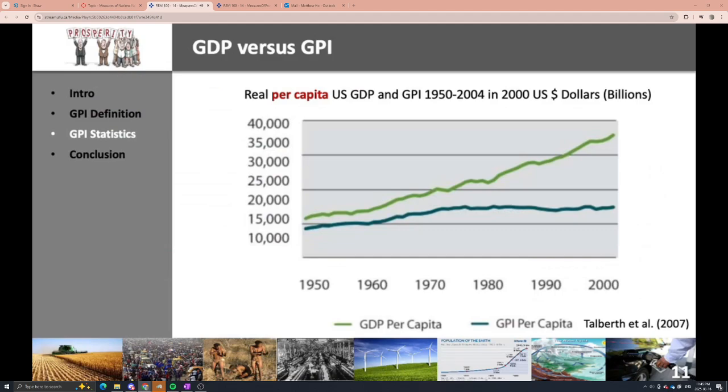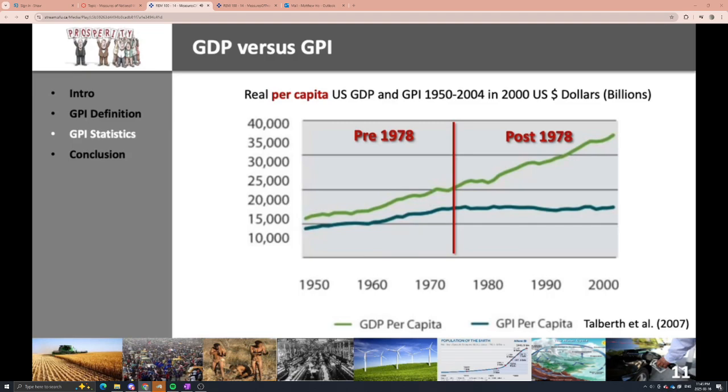In this chart, you see the development of both the per capita GDP and GPI in the US from 1950 to 2004. Now, there are two distinct periods in this chart. Before about 1978, these two lines were both going up more or less in parallel. This means that both the GDP and the GPI were growing during that time. But after 1978, the two lines split, with the GPI roughly staying at the same levels as before 1978, while the GDP continued to increase.